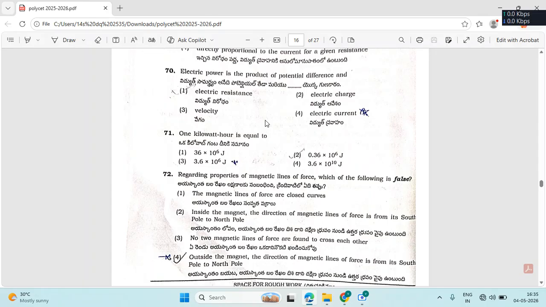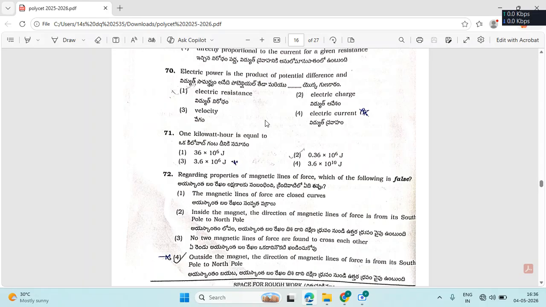1 kilowatt hour is equal to 36 into 10 power 6 joule, 0.36 into 10 power 6 joule, 3.6 into 10 power 6 joule, 3.6 into 10 power 10 joule. The correct option is 3, and the answer is 3.6 into 10 power 6 joule.